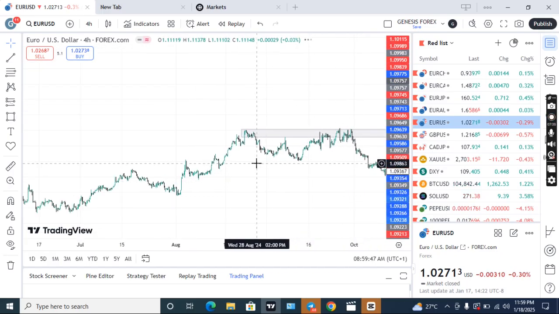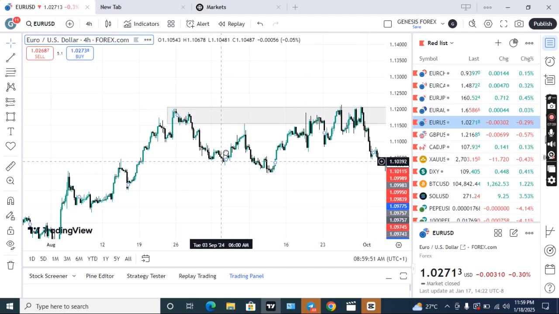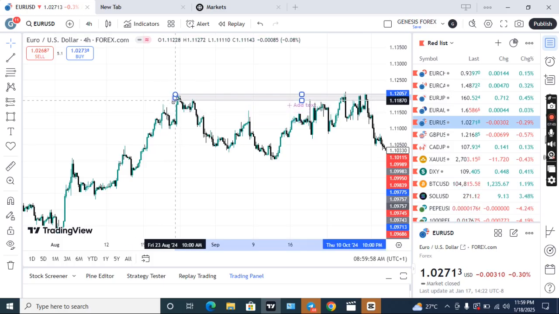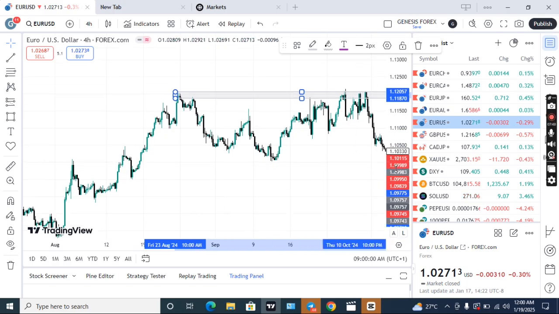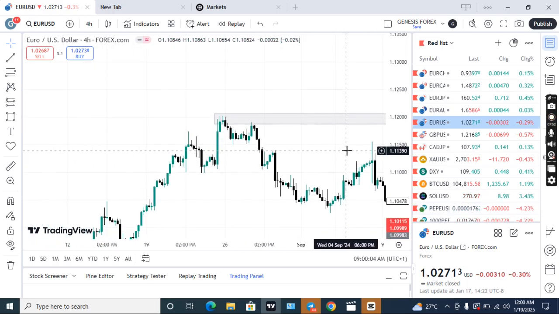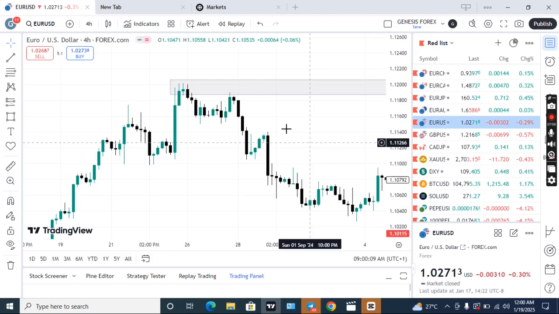Let's go to this one. This is what we are trying to look for. This is the 4 hour time frame. Let's see if we can get a good order block from this point. This should be our order block here. Let me zoom in for us. I'm sure you can see it clearly now.